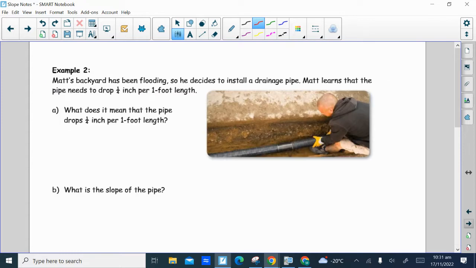Example 2. Matt's backyard has been flooding, so he decides to install a drainage pipe. He learns that the pipe needs to drop 1/4 inch per 1 foot length. What does it mean that the pipe drops 1/4 inch per 1 foot length? So what that would mean then is that the pipe would have to have a negative slope because it's dropping. That's what this means. The pipe has a negative slope. That's what it means.